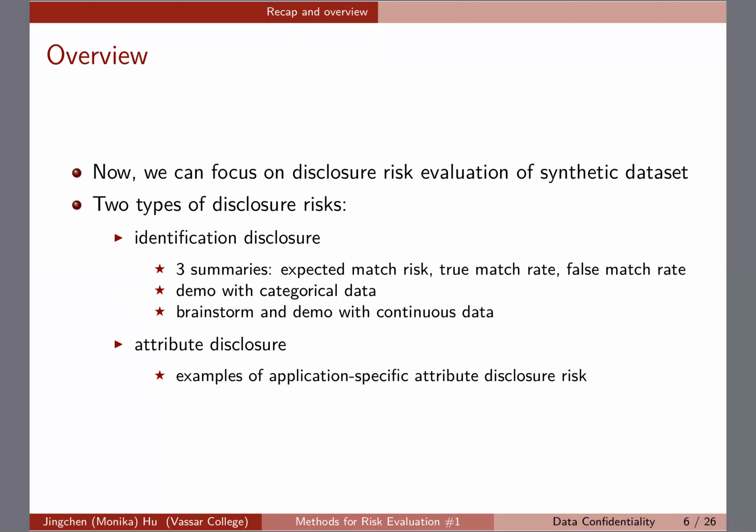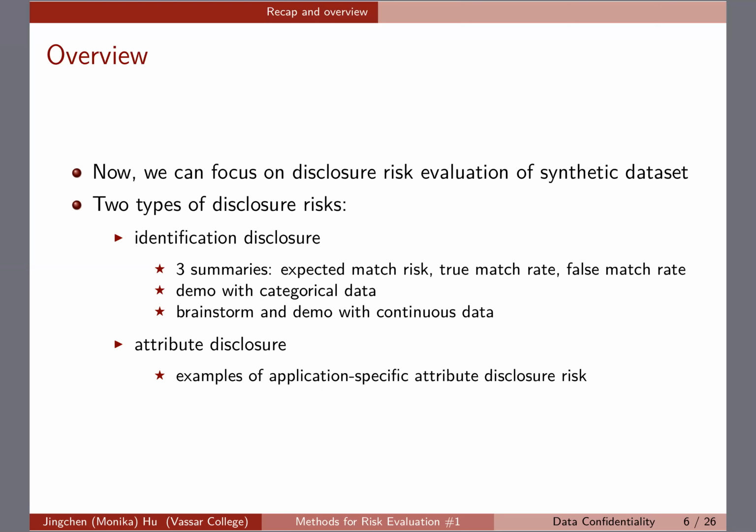But at the end, I will ask you to think about how we can brainstorm for continuous data, since we have seen how to do it for categorical data. Because apparently, many of you are dealing with synthesis for continuous data. So at the end of the day, you definitely have to figure out in some way how to do identification disclosure for those variables. Okay?